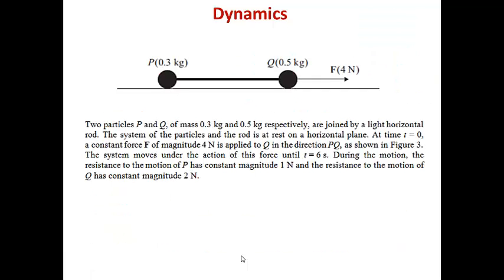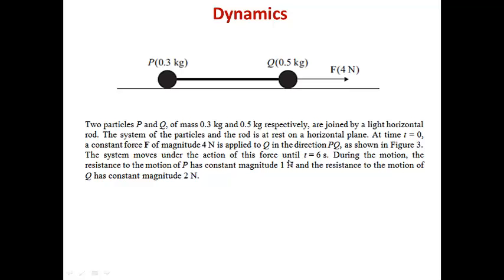Let's move on to another dynamics question. This isn't on an inclined plane. Here we have two particles, 0.3 kilograms and 0.5 kilograms, joined by a light horizontal rod. The system of the particles and the rod is at rest on a horizontal plane. At time t equals 0, a constant force F of magnitude 4 newtons is applied to Q in the direction PQ, as shown in the diagram.